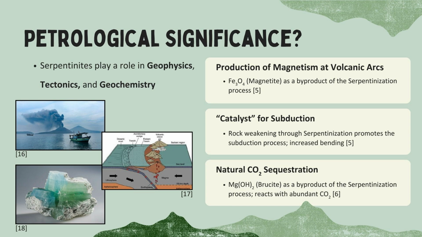So, now that we know what serpentinites are and how and where they form, let's discuss what this means for metamorphic petrology. What makes serpentinites so important? Well, through various distinct processes, serpentinites play very important roles in geophysics, tectonics, and geochemistry. Geophysically, serpentinites are responsible for the production of magnetism at volcanic arcs. Through serpentinization, the byproduct magnetite is produced.